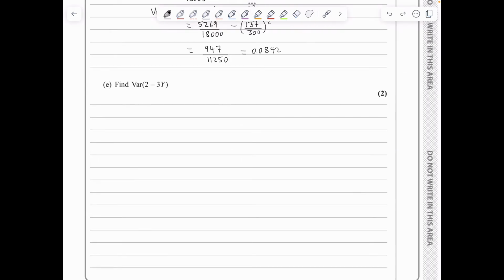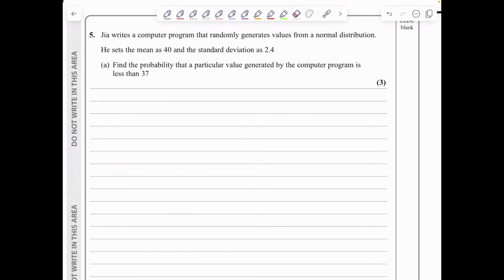To find the variance of 2 minus 3y, remember that the 2 is not affecting the variability, it's just a constant. So the minus 3 is the only thing affecting the variance, and it will come out squared. So it's minus 3 squared variance of y, which is 9 times the 947 over 11,250. This gives an answer of 947 over 1,250, which as a decimal is 0.7576.